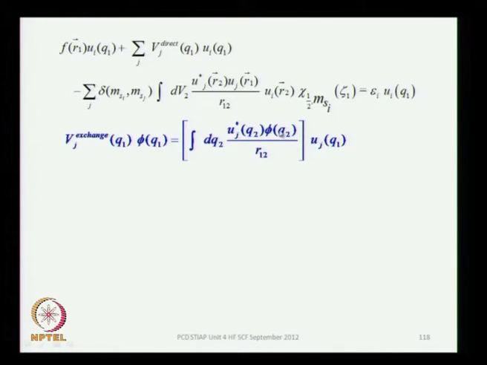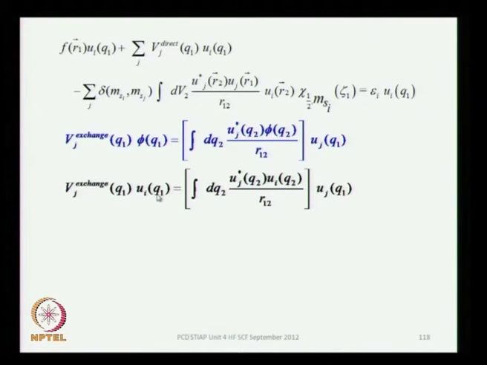This is an arbitrary function of q2. Now, this is the definition of the exchange operator, and since this holds for any phi, it will also hold for u_i of q1. So, we will operate by the exchange operator on the ith spin orbital. Okay. Now, this is the spin orbital. So, when you operate on the ith spin orbital, in place of this phi of q2, you will have u_i of q2, and this u_j of q1 will come here as an operand as before.